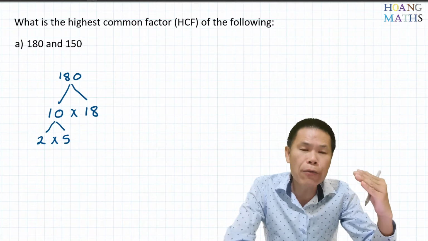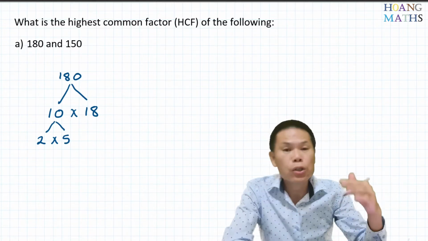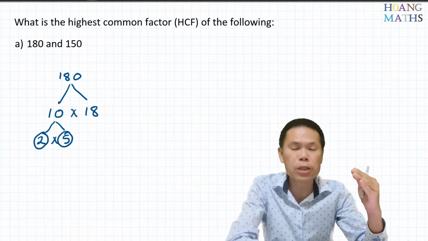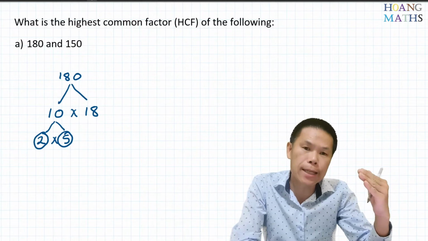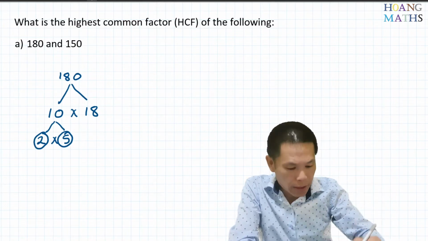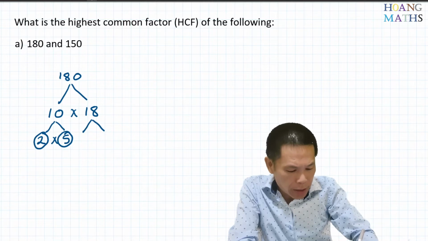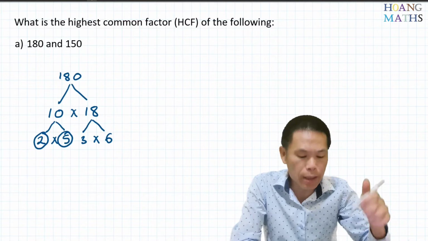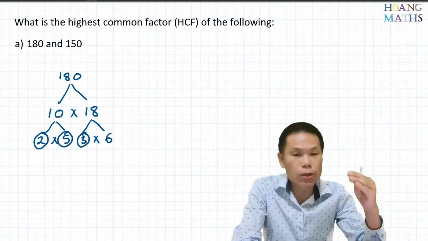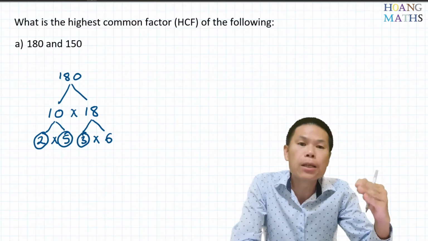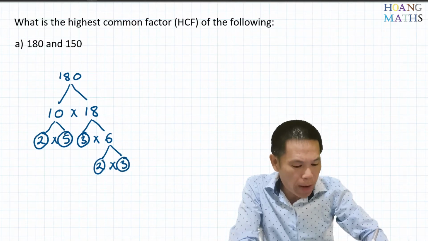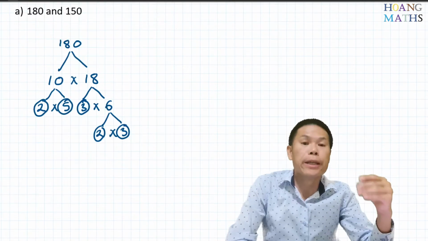Then 2 and 5 are prime numbers, so we just circle them to know that we're finished with those two numbers. And 18 is 6 times 3 or 2 times 9. Doesn't matter, so I just write 3 times 6. Then 3 is a prime number, so I circle it so I know I'm done with that. And 6 is 2 times 3. There you go. 2 is a prime, 3 is a prime.